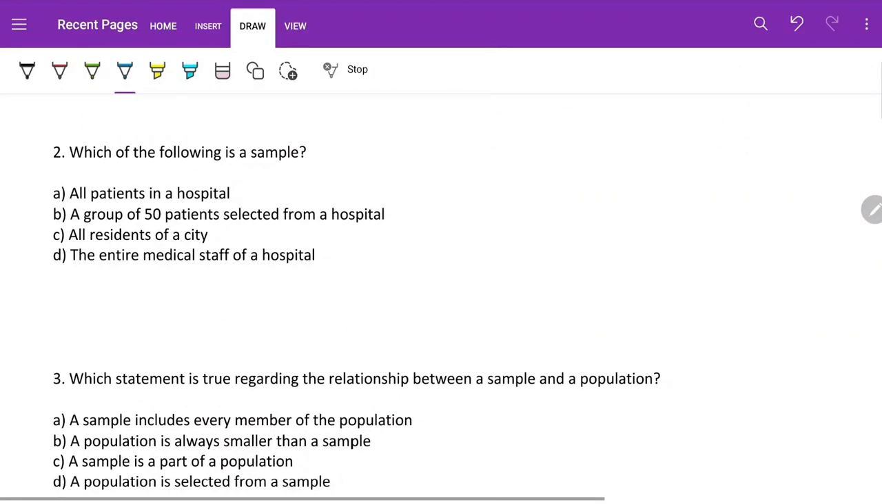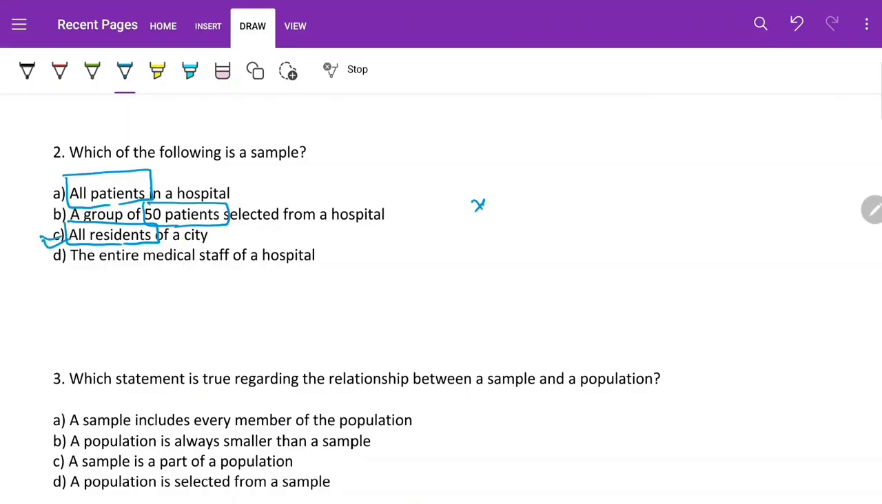Now, which of the following is a sample? All patients in a hospital. If it is all, then it is not a sample. A group of 50 patients selected from a hospital. All residents of a city. This is again all. When the study is concerned with each and every element, all patients, all residents, all people, all students, then it is related with the population study and not the sample.